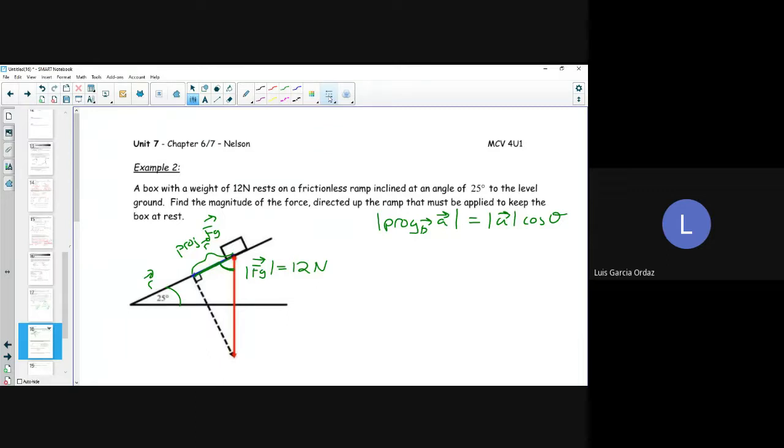Yep, the red vector makes a right angle triangle with the floor. So we have this triangle right here. So all I can do is take 180 minus 90 minus 25, and this gives me 65 degrees as well.